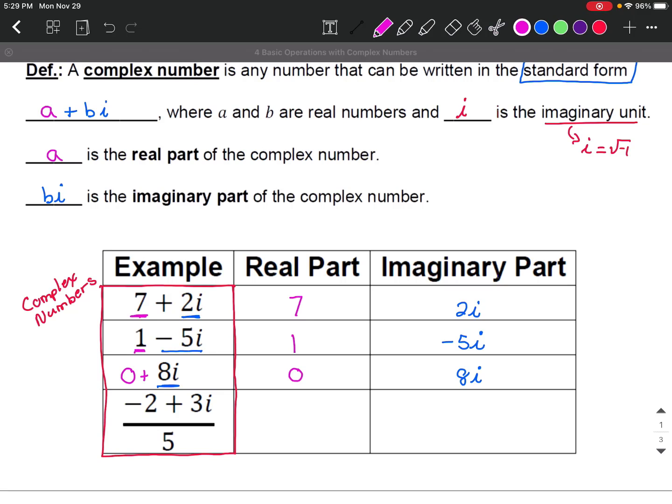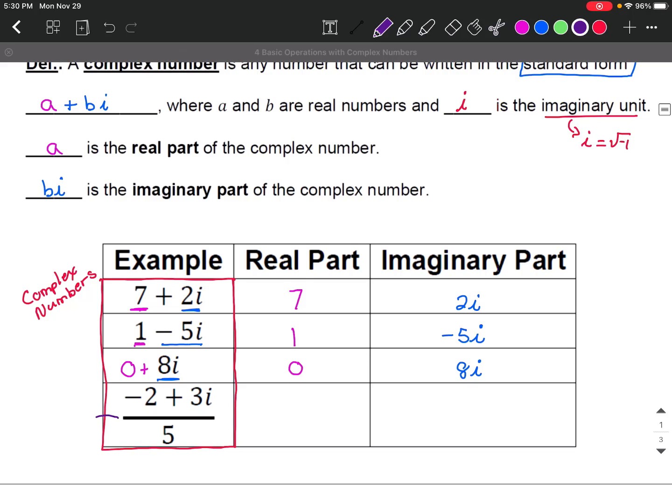Now, the next one is written as a fraction. What you want to do is just like we did in all our other division problems: the first part over the denominator plus the second part over the denominator. Now it's much easier to see, oh, here's my real part, -2/5, and my imaginary part, there it is, 3/5 i or 3i over 5. It doesn't matter which way you write it. They mean the same thing.